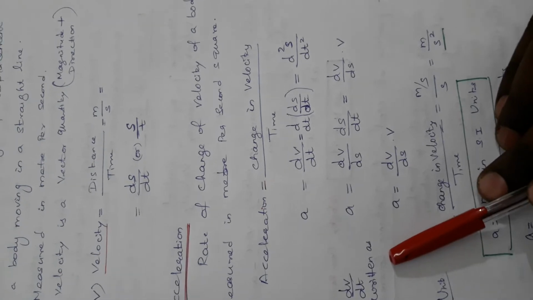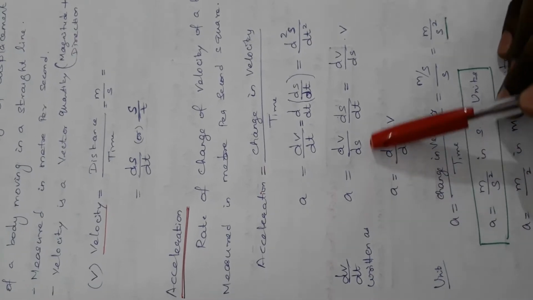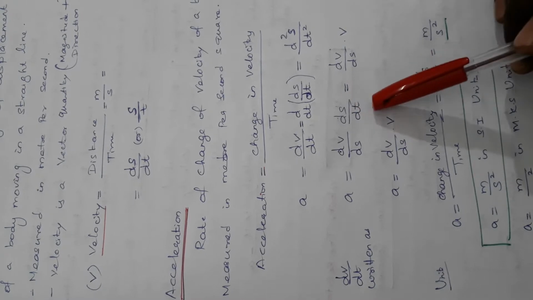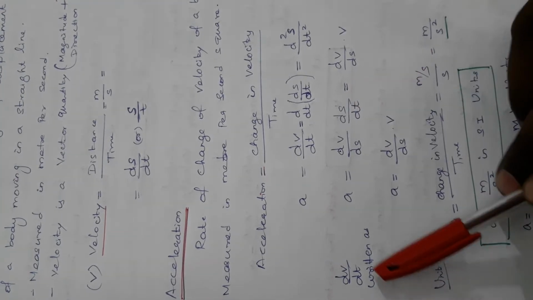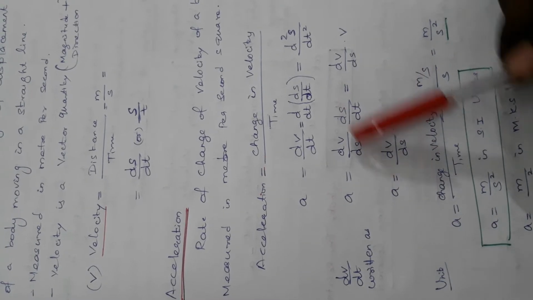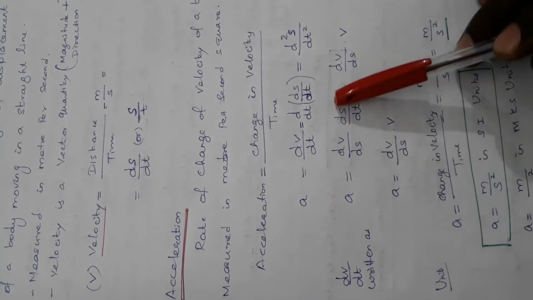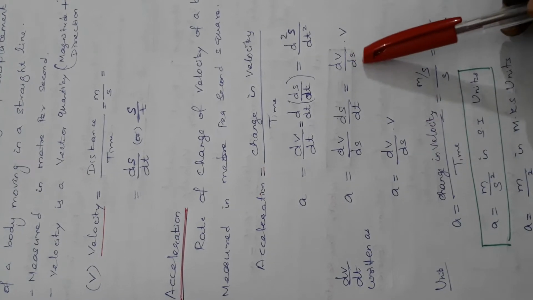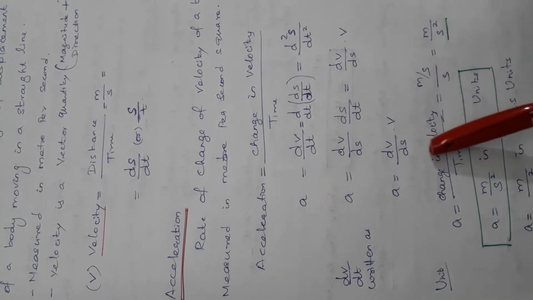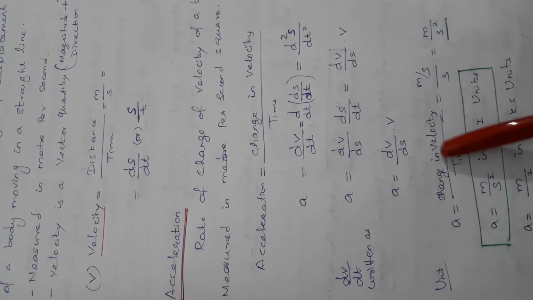Now this a is equal to dv by dt, which we write as dv by ds into ds by dt. If the ds cancel each other, it will be dv by dt. We put this ds in the numerator and denominator to bring it into this form, dv by ds into velocity. So now we get a equal to dv by ds into v.